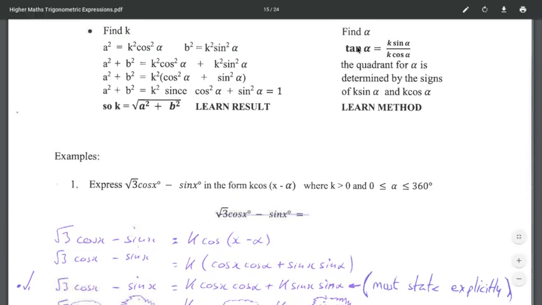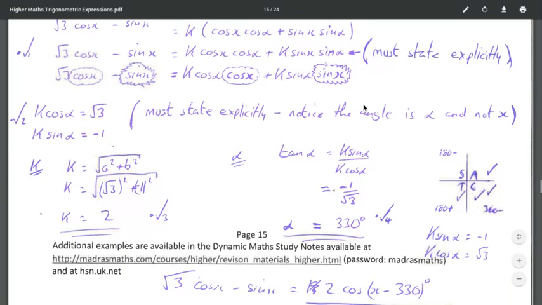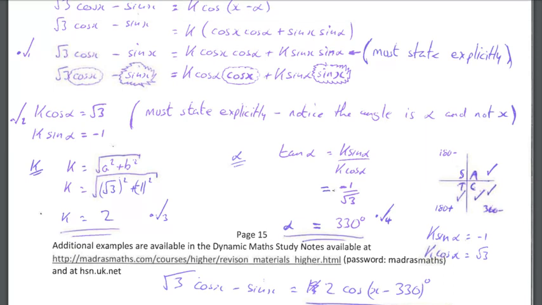find alpha. So we can use tan alpha as k sine alpha over k cos alpha, and the k's will simplify. So k sine alpha is negative 1, k cos alpha is root 3, so tan alpha will be negative 1 over root 3. Now the inverse tan of 1 over root 3, as you will all know, is 30 degrees.